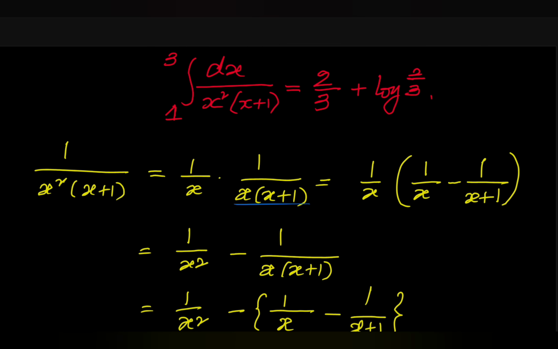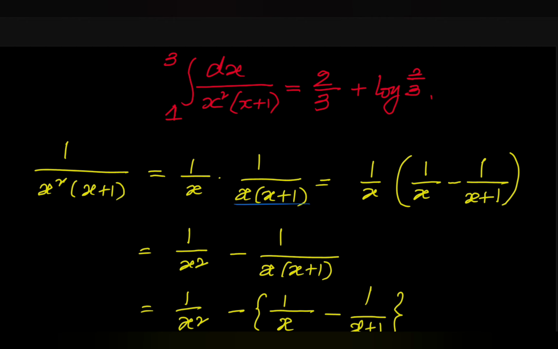So let's have a look at this problem, how we have solved it. We have to find out the definite integral 1 to 3 dx by x square into x plus 1. You can use partial fractions and write it as a by x plus b by x square plus c by x plus 1. Find out the A, B, C values, then you integrate them and apply the boundaries. In this, without doing partial fractions, we have solved it.